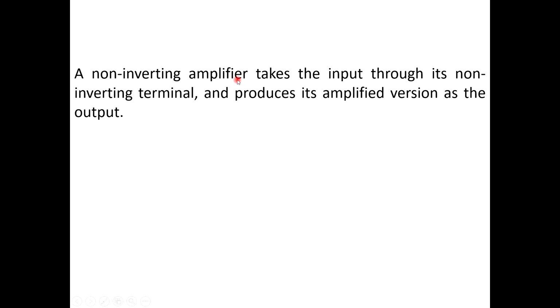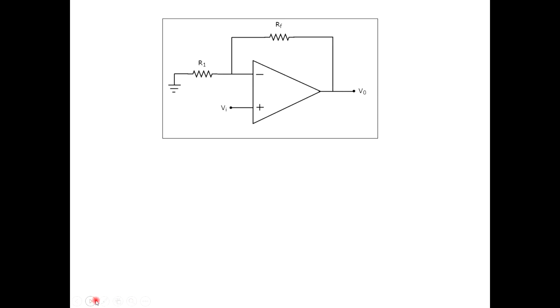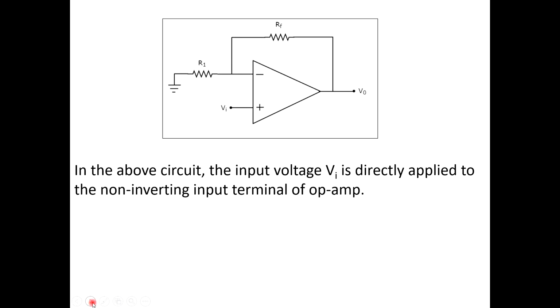Now, a non-inverting amplifier takes the input through its non-inverting terminal and produces its amplified version as the output. Okay, this is the definition of your non-inverting amplifier. Now, as the name suggests, the amplifier just amplifies the input without inverting or changing the sign of the output. Okay. In this circuit, we'll have to apply the nodal analysis also.